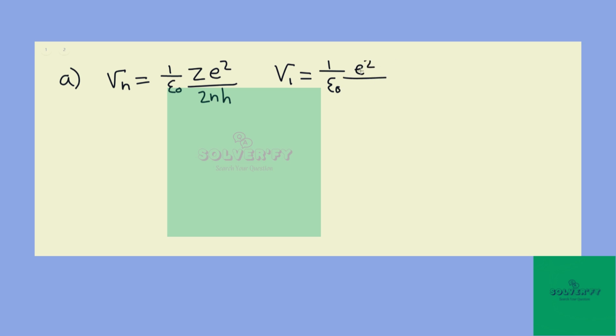So as I mentioned, this modified expression for the velocities at various energy levels, which can be found in the text, is 1 over epsilon naught, Ze squared over 2nh. So if Z equaled 1, we'd have v1 equal to e squared over 2 epsilon naught h, the ordinary expression.